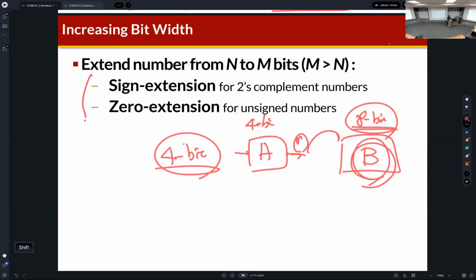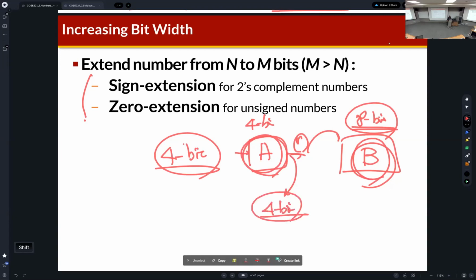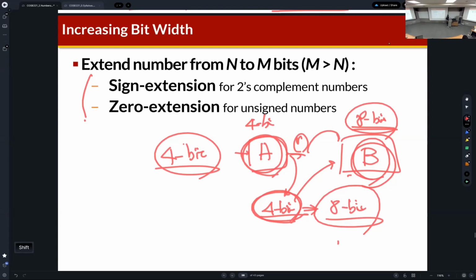Then with hardware A, the result of hardware A will have 4 bits, okay? But if this result is given to hardware B, then we need to change these 4-bit numbers into 8-bit numbers. Because the hardware has limited resources, but we can implement hardware B using more hardware resources, like 8 bits. Then we need to increase the number of bits of the result of hardware A. That's why we require extension of bits.